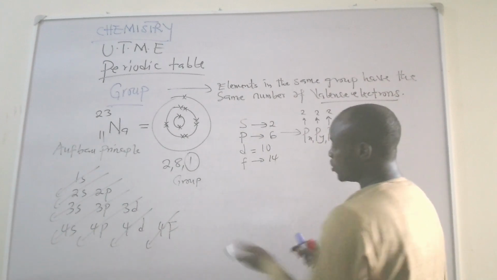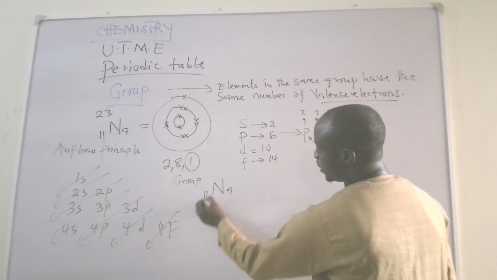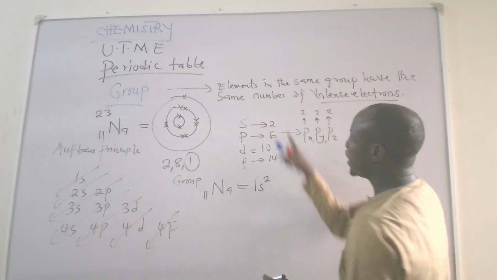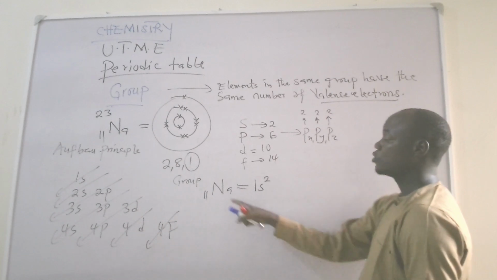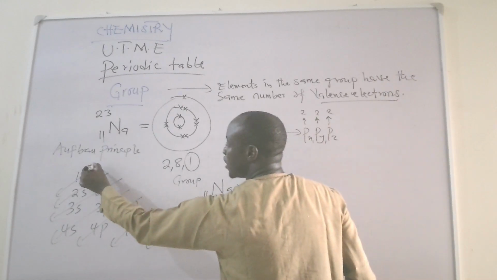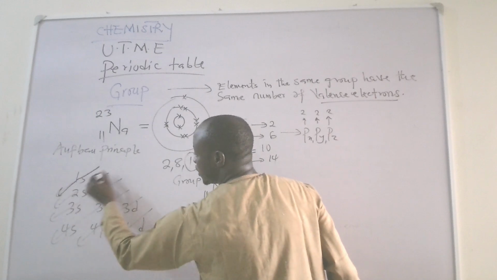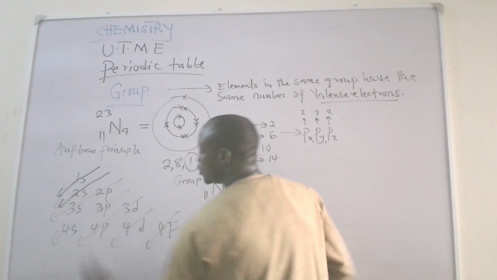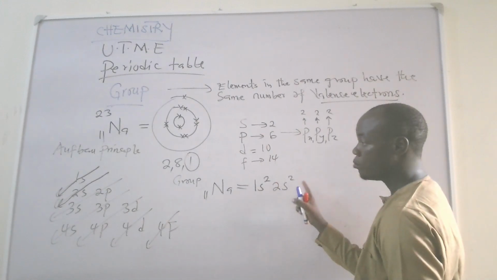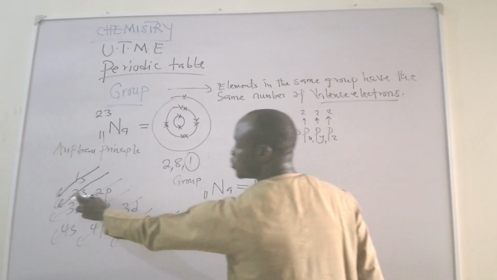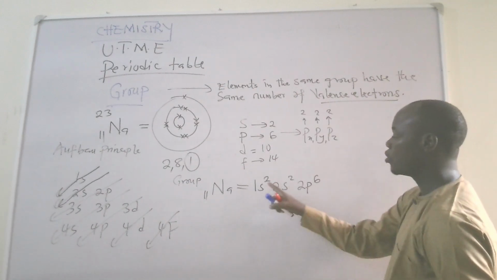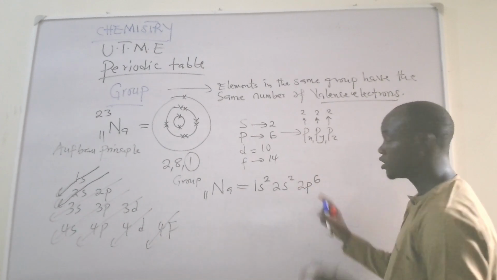So this is sodium, and the atomic number of sodium is 11. We start with 1s. So we have 1s2, because s accommodates a maximum of 2 electrons. So now there are 9 electrons left. After 1s, the next one is 2s. So 1s2, 2s2, we have 4, meaning there are still some electrons left. After 2s, the next one is 2p. Then we have 2p6. So 2 plus 2, 4 plus 6, we have 10.